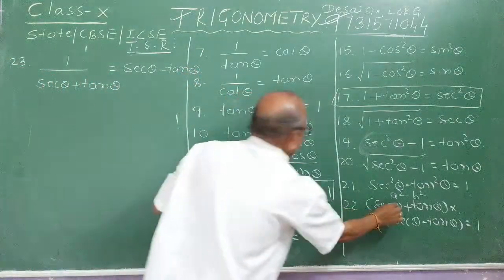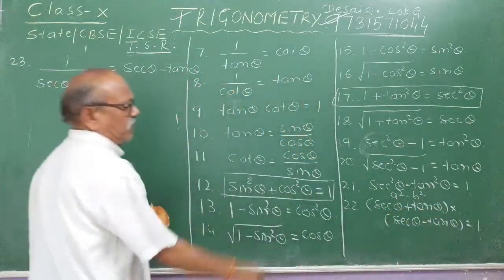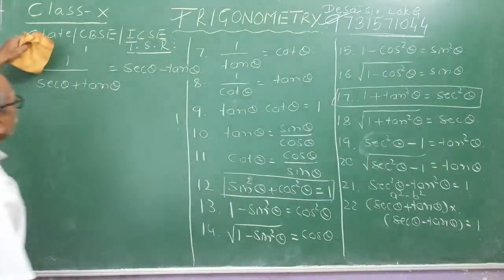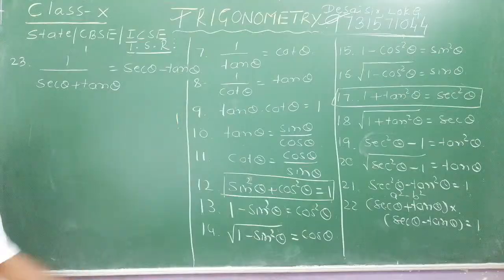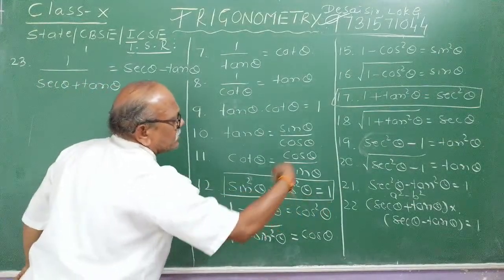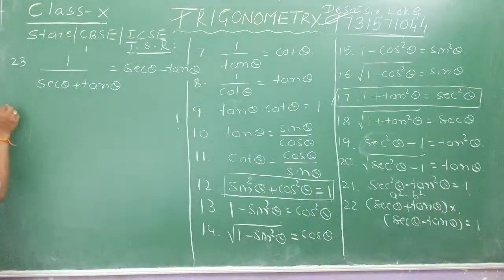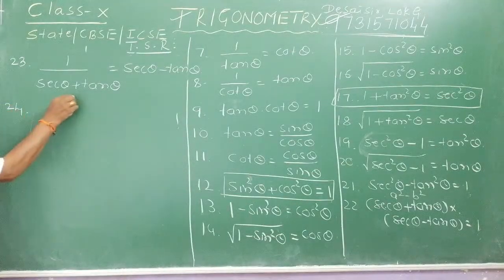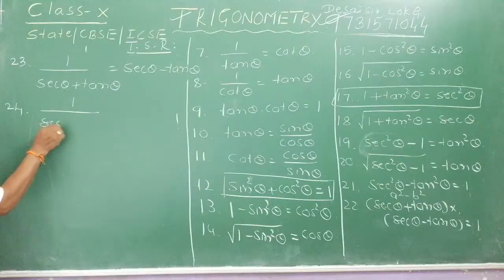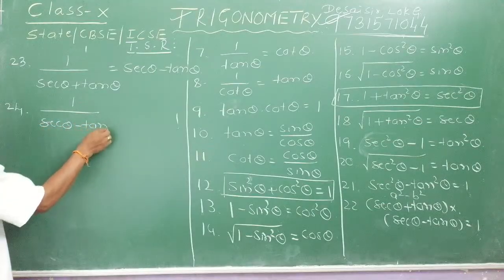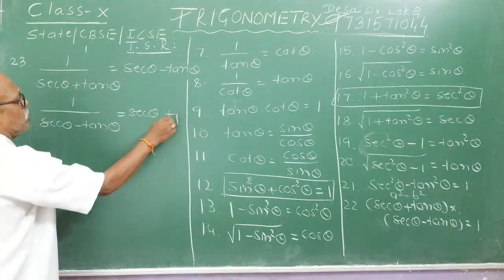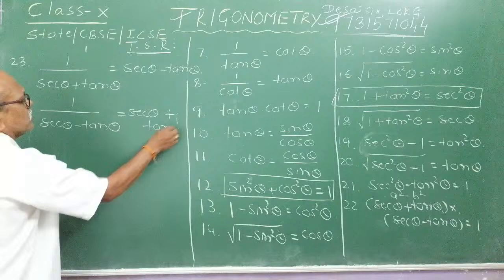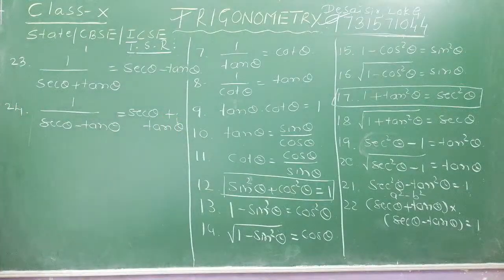If you take sec theta plus tan theta to the right, multiplication becomes division. You get 1 upon sec theta plus tan theta is equal to sec theta minus tan theta. Now this time you take sec theta minus tan theta to the right. It will become 24th identity, which is 1 upon sec theta minus tan theta is equal to sec theta plus tan theta. Without mastering this, don't start solving problems on identities. Definitely you will be put in trouble.